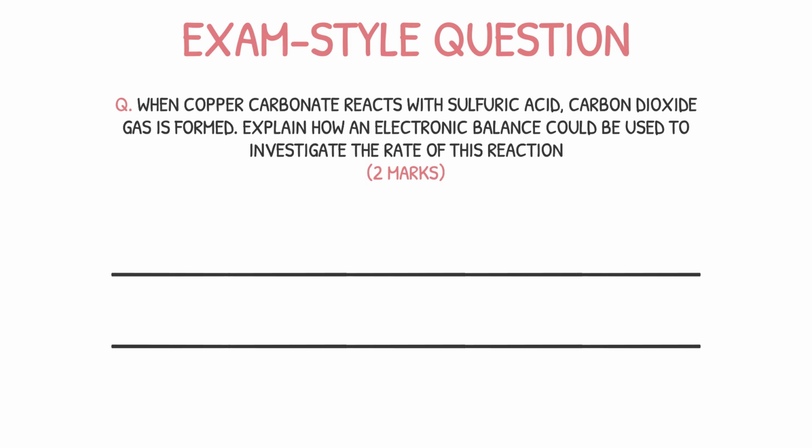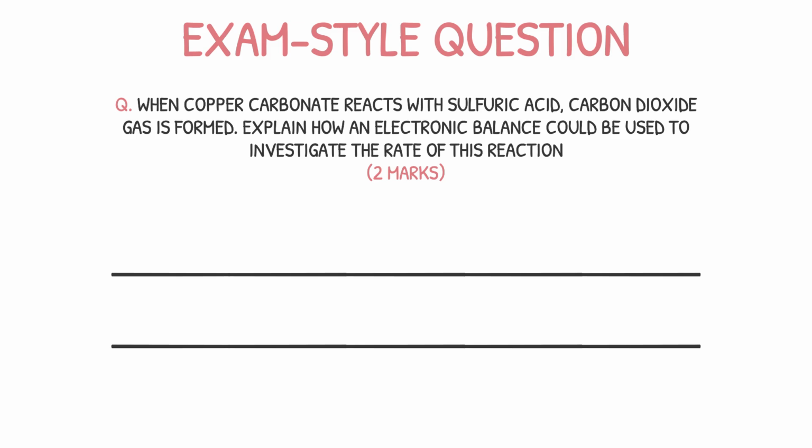When copper carbonate reacts with sulfuric acid, carbon dioxide gas is formed. Explain how an electric balance could be used to investigate the rate of this reaction. As always, the information given in this question is telling, and it's very important we pay close attention to this. We are told that in the reaction between copper carbonate and sulfuric acid, carbon dioxide gas is formed. Therefore, we know we are going to be investigating a loss in mass.